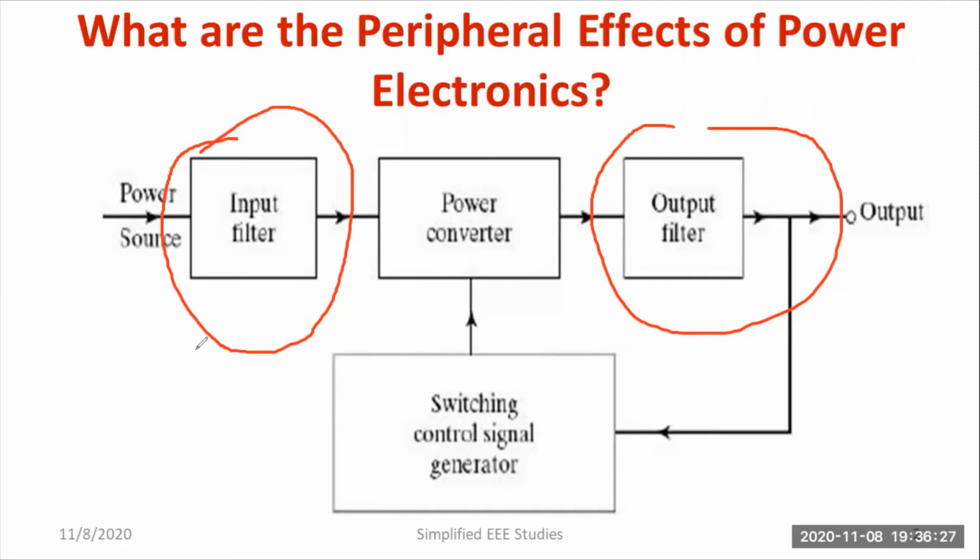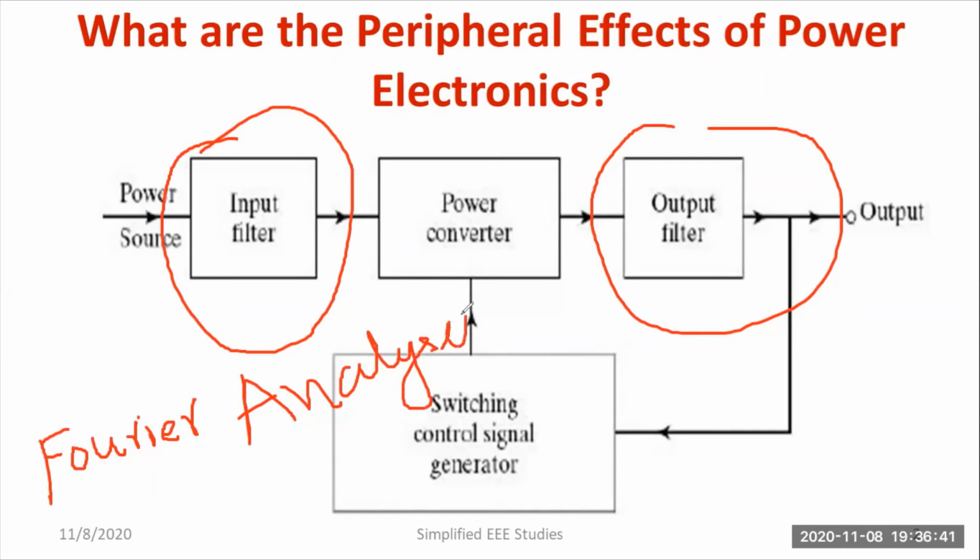To analyze harmonics, we have to go to Fourier analysis, the Fourier series. Fourier analysis has to be studied. Fourier analysis is required to understand the effects of harmonics. There will be third harmonics, seventh harmonics, so odd harmonics are there. We have to understand those levels of harmonics, so we have to go for a detailed Fourier analysis.